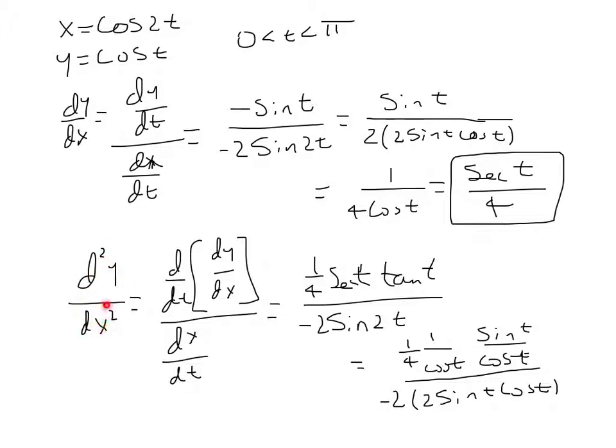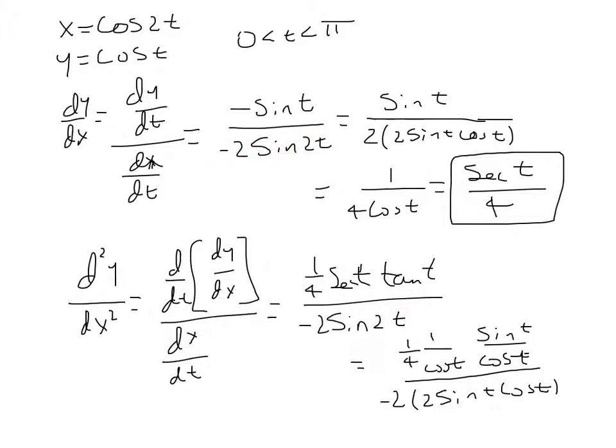Now, in order to find the second derivative, we find the derivative of dy/dx with respect to t, and then divide that by the derivative of x with respect to t. The derivative of secant t over 4 is going to be 1/4, so we have our constant 1/4. The derivative of secant is secant tangent. And then we'll divide that by minus 2 sine 2t, just like we did here.